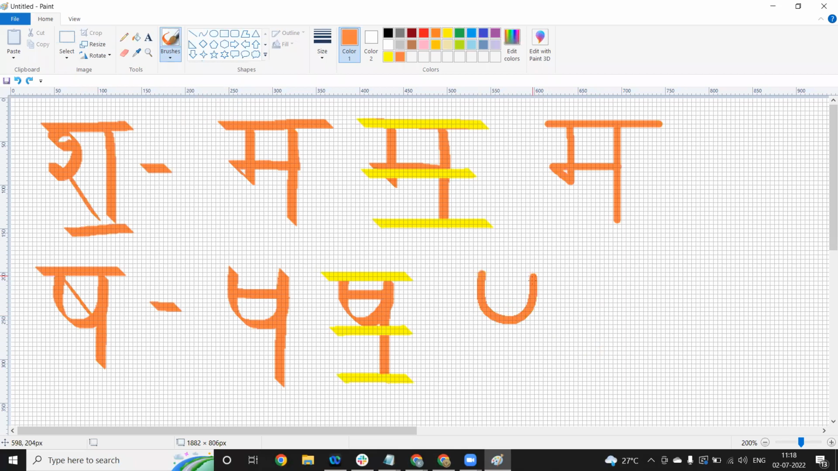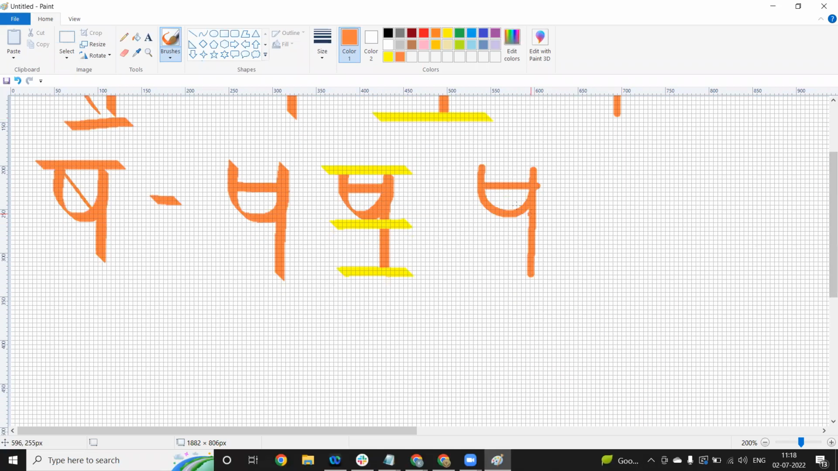Straight, this loop, and a line inside, intersecting in between. Now the next one is so.